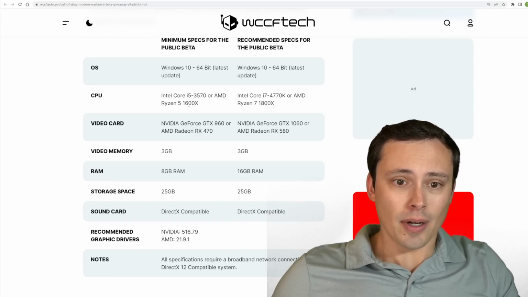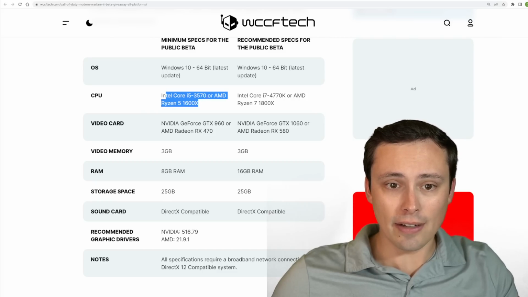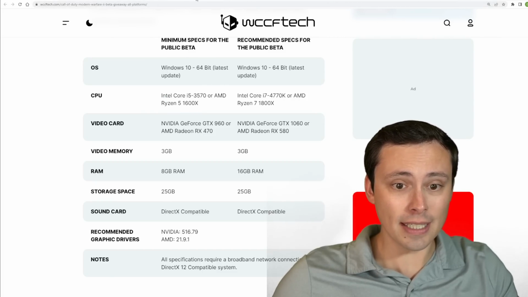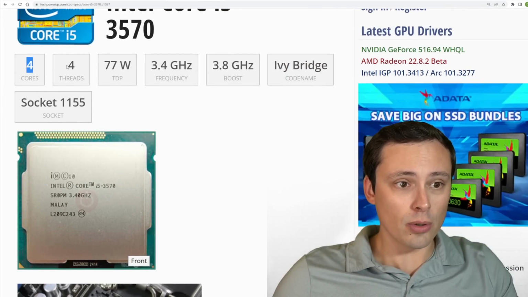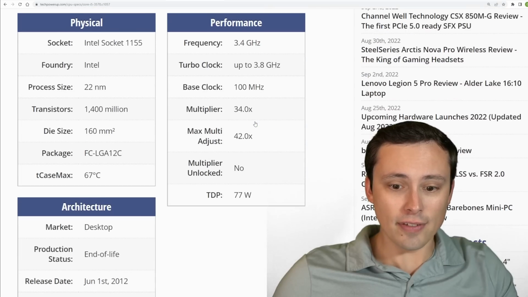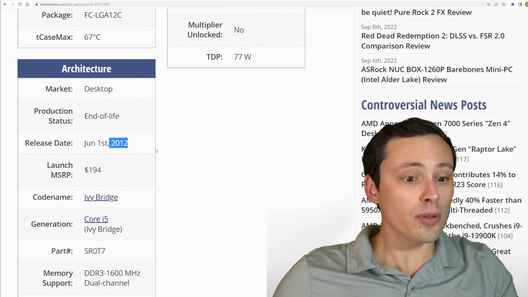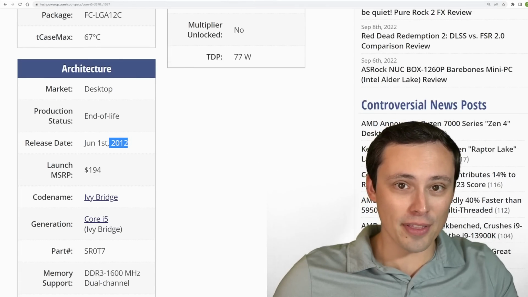And then on the CPU side of things, the lowest end CPUs they're listing are the i5-3570 and the AMD Ryzen 5 1600X. Now, some details on that. The i5-3570 is a 4-core, 4-thread CPU from way back in Ivy Bridge. So this is from, what year is this? 2012. So not a lot required to just hop in the game with the minimums.